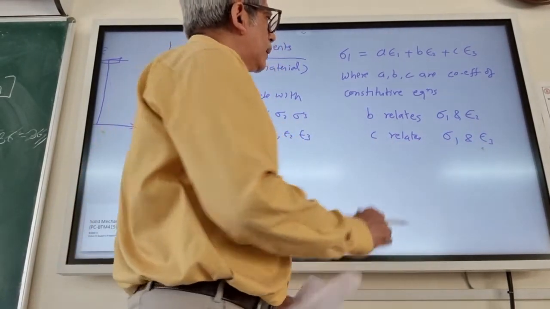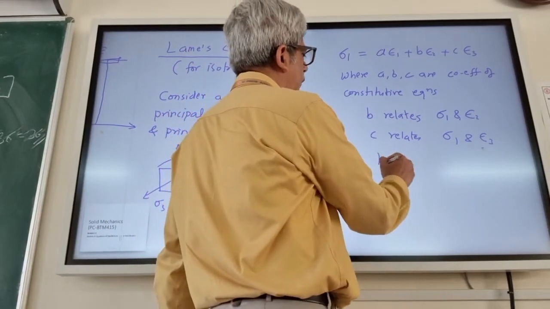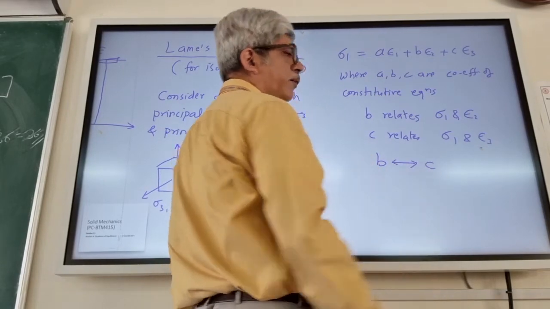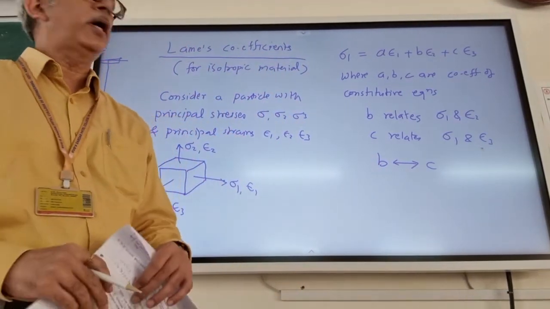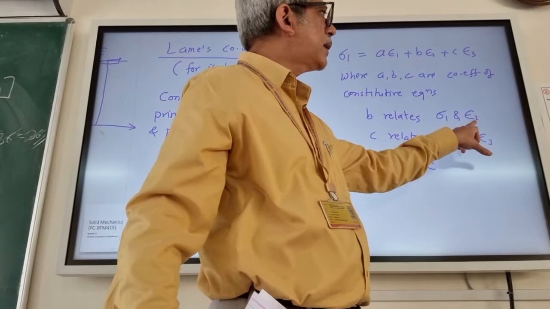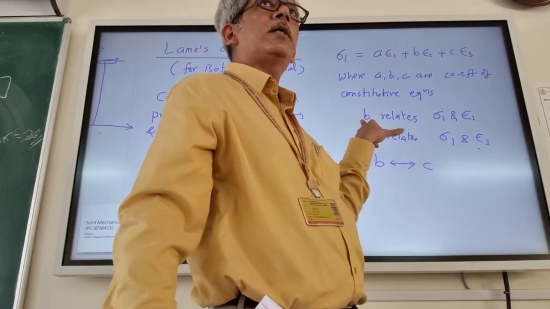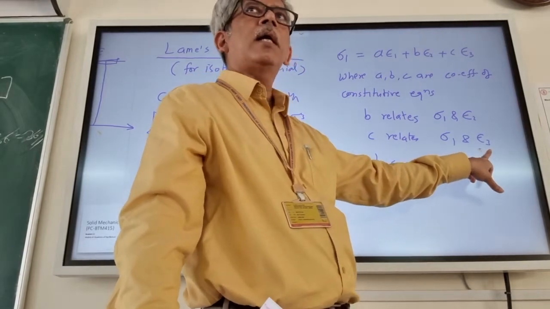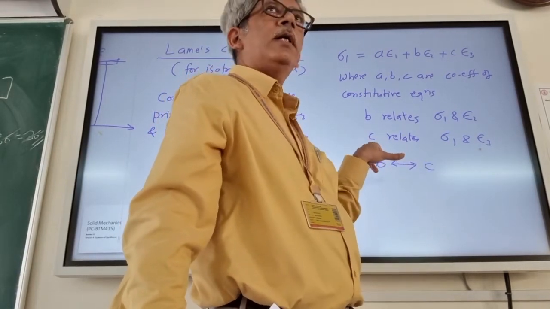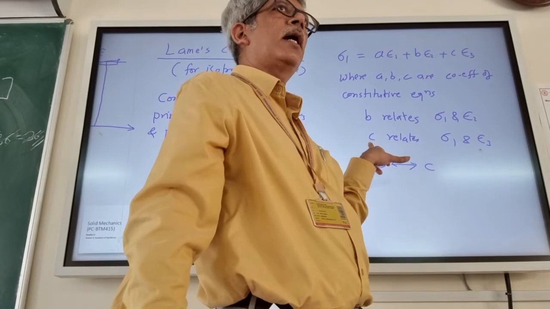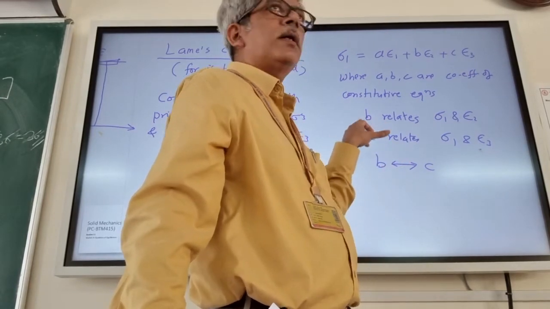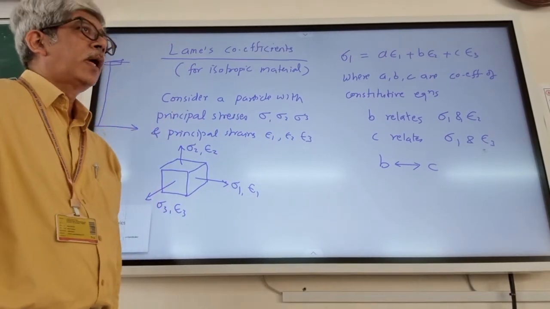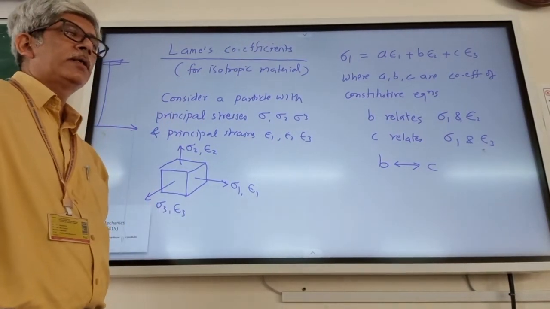So what can we say about the relation between B and C? Will there be any relation between B and C if the material is isotropic? I'll repeat once again. If you apply unit strain in the second direction, you will get B units of stress in the first direction. If you apply unit strain in the third direction, you will get C units of stress in the first direction. So what should be the relation between B and C? Okay, why? Can you elaborate why they should be equal?